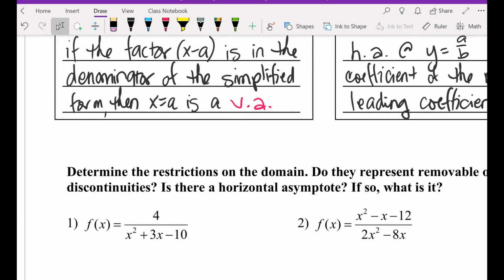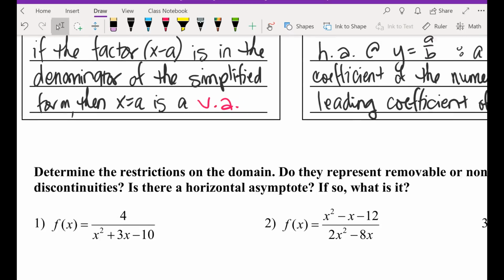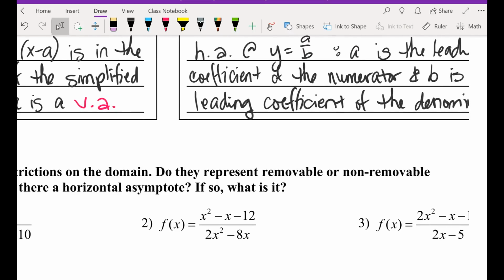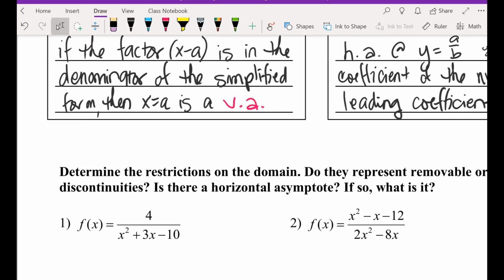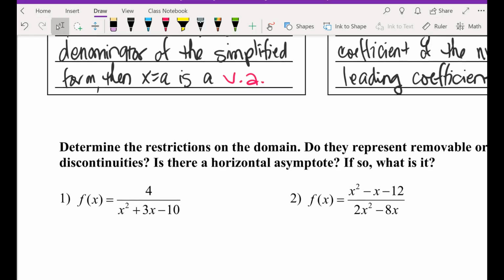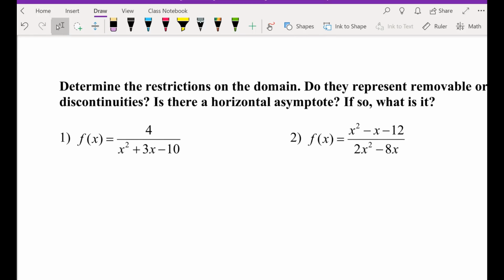Okay, so let's take a look. Example 1 says determine the restrictions on the domain, so my x values. We are asked, do they represent removable or non-removable? Okay, so that means is it a hole or vertical asymptote? Is there a horizontal, and if so, what is it? Well, in order for me to be able to do this, go back to last week when we were simplifying.